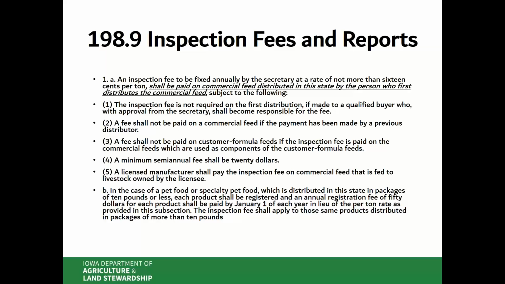So this is straight out of the code, copy and pasted. It states that an inspection fee, to be fixed annually by the Secretary at the rate of not more than 16 cents per ton, shall be paid on commercial feed distributed in the state by the person who first distributes the commercial feed. Like I said, that statement is going to be everywhere. If you ask me who to pay it, it will be the first one to distribute, unless it's a qualified buyer.